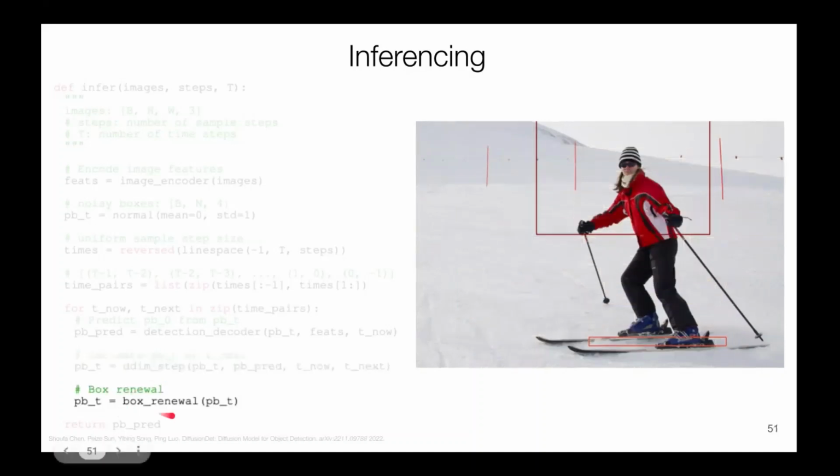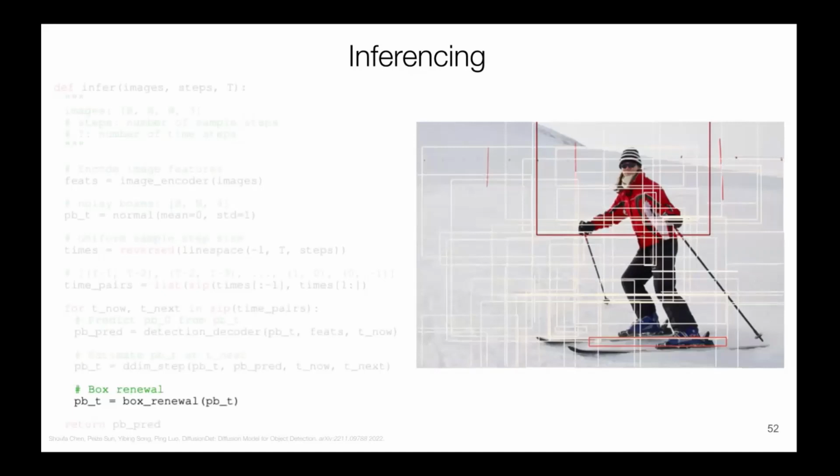Then we want to do box renewal. So any noisy box that we didn't like, we drop it off. And because all the noisy boxes in the denoising process are just randomly sampled from a Gaussian distribution, we're just going to pull and introduce new noisy boxes. And hopefully we're going to pad it to that N evaluation number again. And hopefully some of these new noisy boxes are going to be better estimates than before.